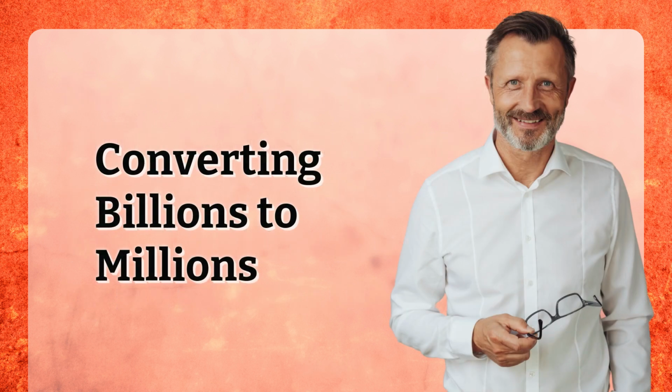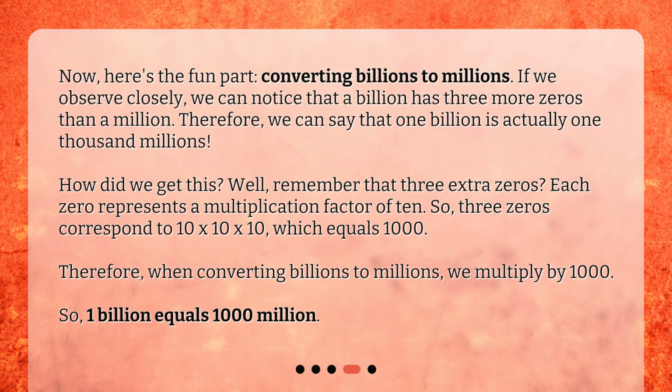Converting billions to millions. Now, here's the fun part, converting billions to millions. If we observe closely, we can notice that a billion has 3 more zeros than a million. Therefore, we can say that 1 billion is actually 1,000 millions.